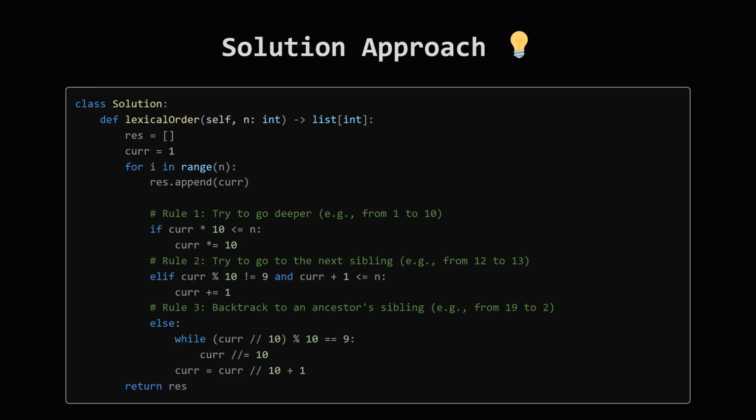Alright, here's the solution. This approach iteratively generates the numbers without using any extra memory for recursion. It cleverly simulates a depth-first search on a conceptual prefix tree of numbers. The logic follows three simple rules. First, try to go deeper by multiplying by 10. If you can't, try to move to the next sibling by adding 1. If you can't do that either, you backtrack up the tree until you can find a valid next sibling. This achieves an efficient O(n) time complexity and O(1) extra space.